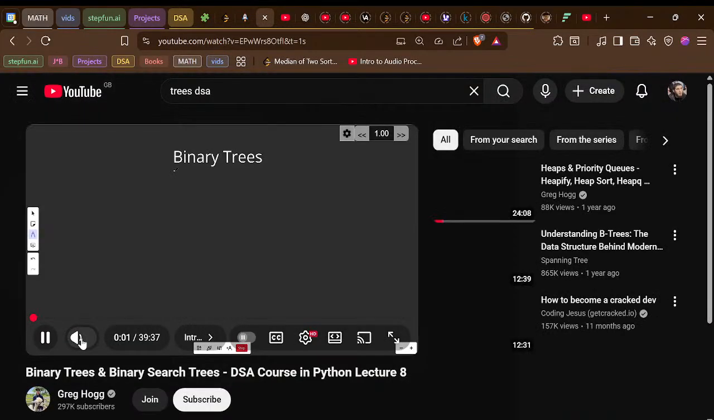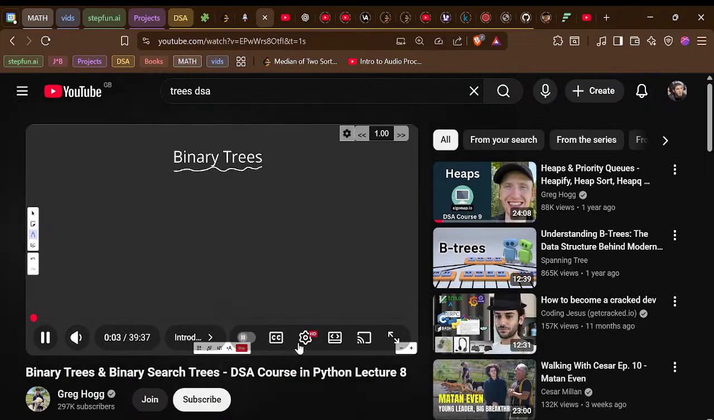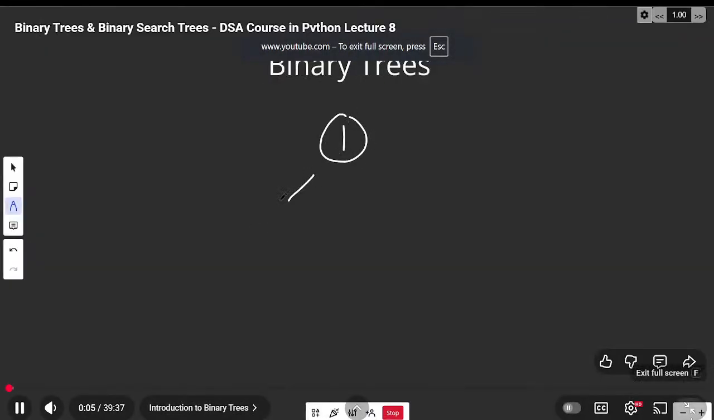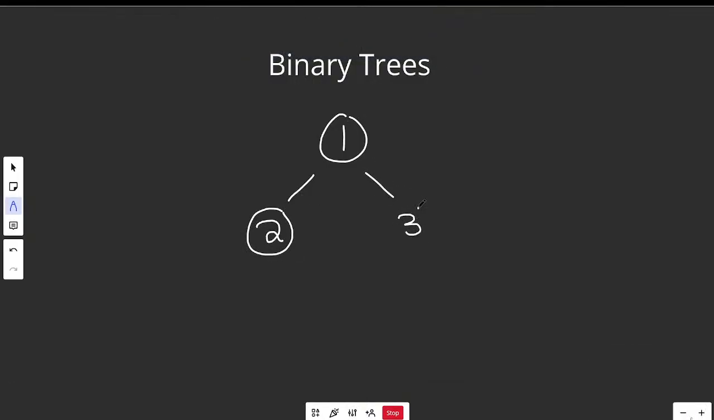Let's talk about an important data structure known as binary trees. So let me draw a binary tree. It might look something like this, where we have different nodes here, and a node is just a circle with a value in it. We're drawing numbers in them, but they could store pretty much anything that you want.